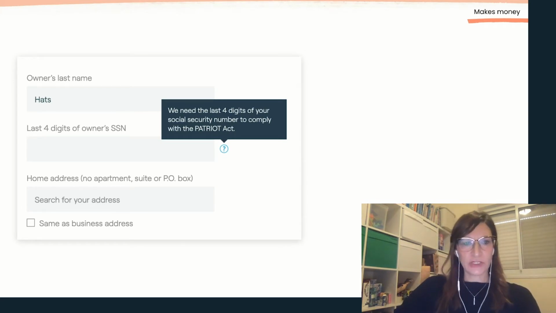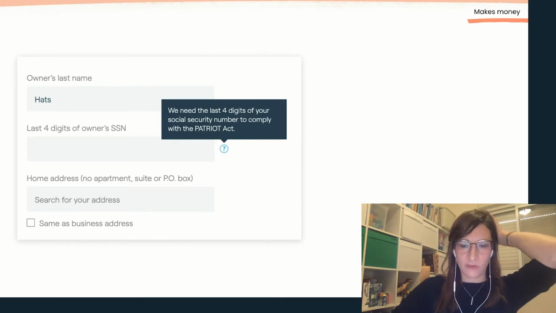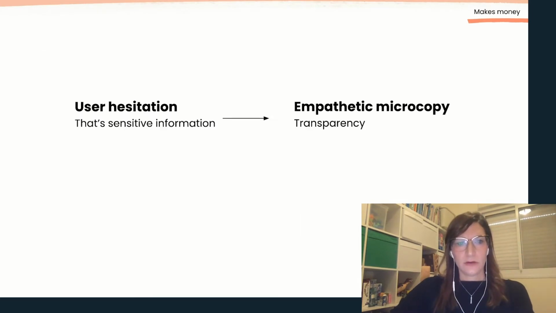So here we need the last 4 digits of the owner of the business who's applying, of their social security number. And we know that this is very sensitive information, that users were hesitant to enter that information without a greater understanding of why we really needed it. They had this hesitation that that's sensitive information, but we were empathetic to them. We added transparency. We met them where they were at the time, like in the Google example, better understood their headspace so that we could meet them there and get them through this input field in the process.